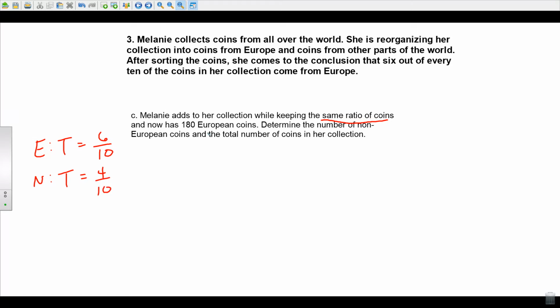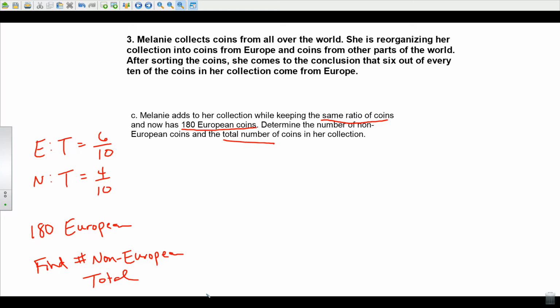Now it says she has 180 European coins. So I like to write this stuff down. 180 European. Determine the number of non-European. So we're trying to find the number of non-European and the total number. So we're finding these two things. Let's find non-European first, okay? So let's find this first.